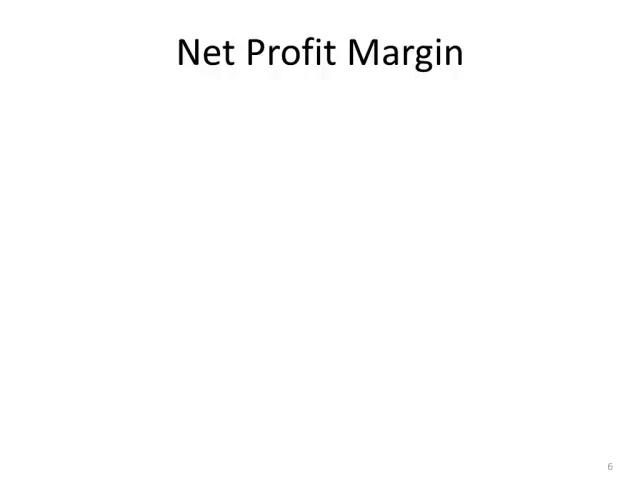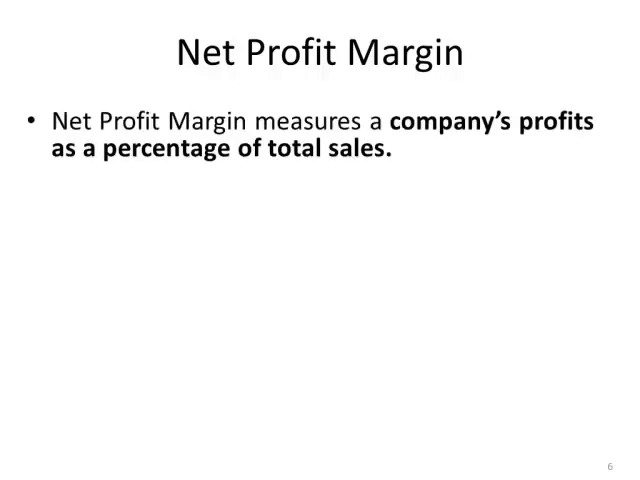Net profit margin. So what is net profit margin? It is the first component of the DuPont identity. As we saw earlier, it's equal to the net income over the total sales. And what net profit margin measures is a company's profits as a percentage of total sales.